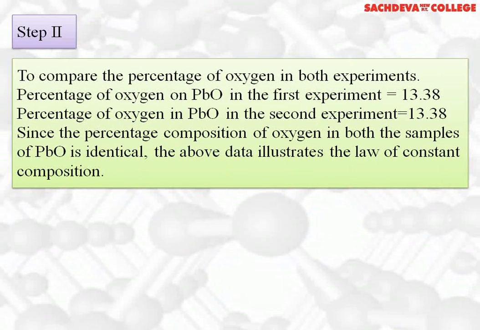Second step, to compare the percentage of oxygen in both the experiments. The percentage of oxygen in lead oxide in the first experiment is 13.38, and the percentage of oxygen in lead oxide in the second experiment is 13.38. Since the percentage composition of oxygen in both the samples of lead monoxide is identical, the above data illustrate the law of constant composition.